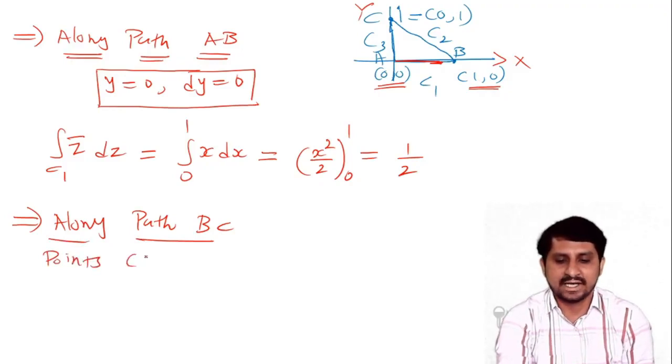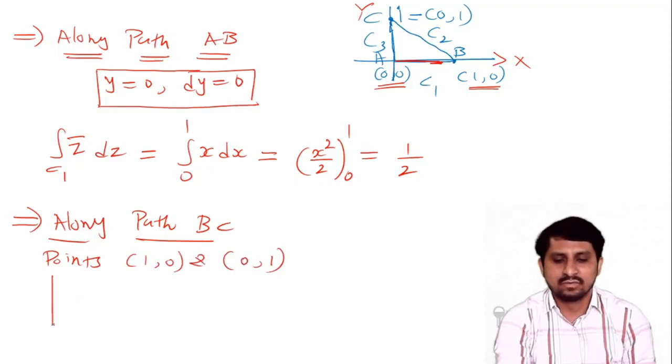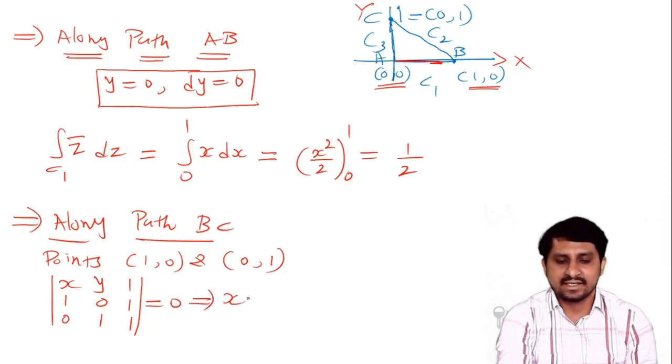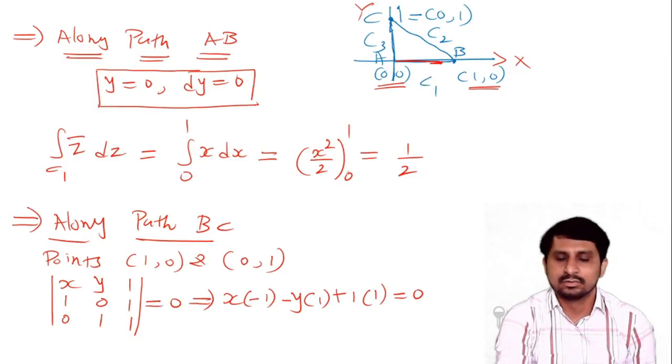I want to find the line joining the points (1, 0) and (0, 1). For that, you know that we have to find the value of this determinant |x y 1; 1 0 1; 0 1 1|, that is equal to 0. So for that, x into minus 1, x multiplied with minus 1, then minus y, then 1 minus 0, so 1, then plus 1 into 1, that is equal to 0.